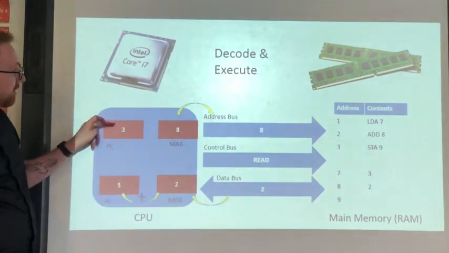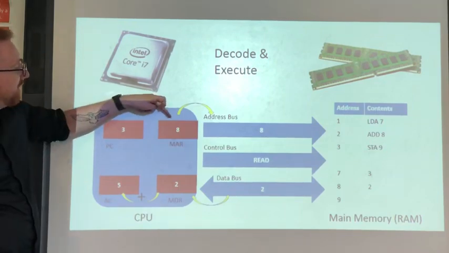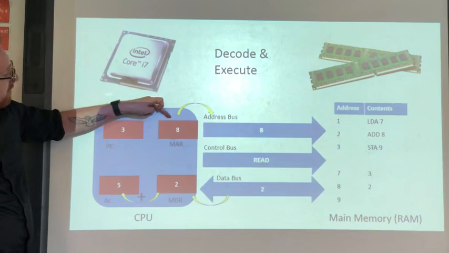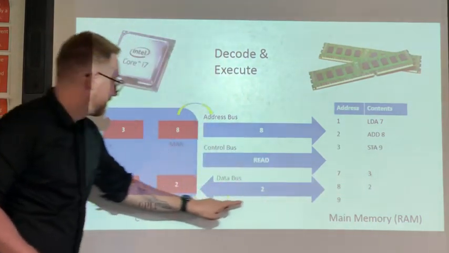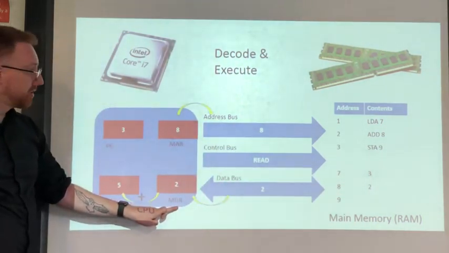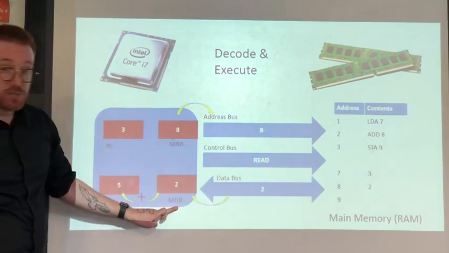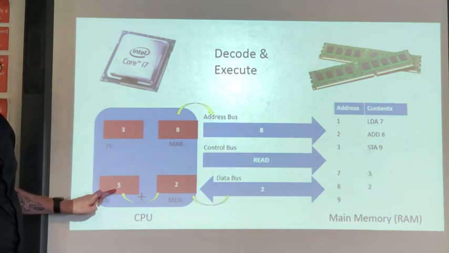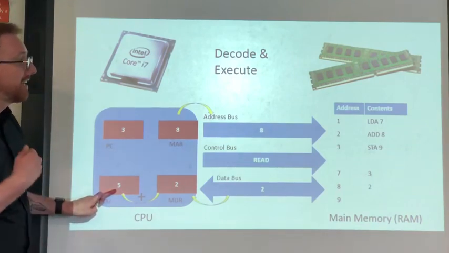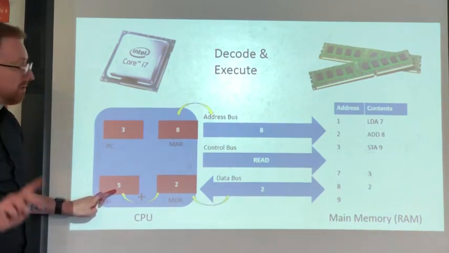Notice we've incremented the program counter. We need to read in the value that's in memory address 8, which is 2, into the memory data register. Because the instruction is add, we can then add that to the accumulator. So we've now got 5 sat in the accumulator. We've fetched, decoded, and executed the second instruction.